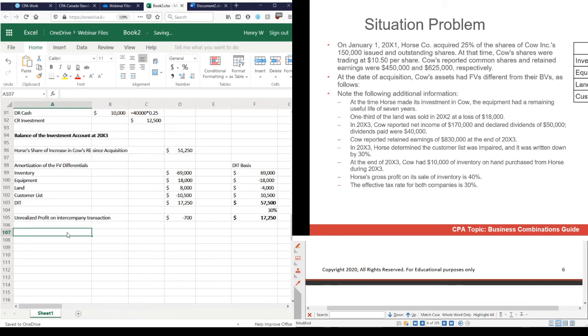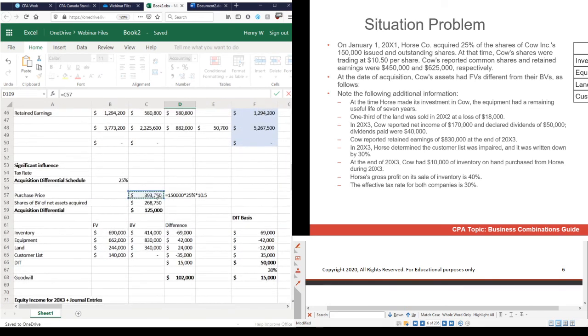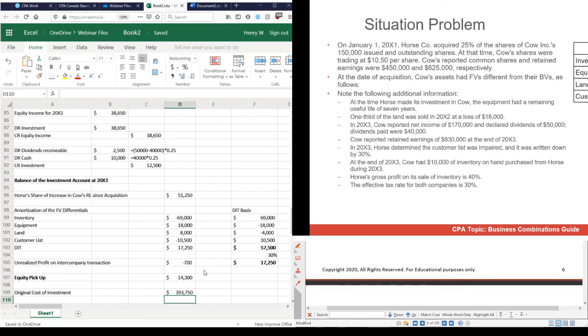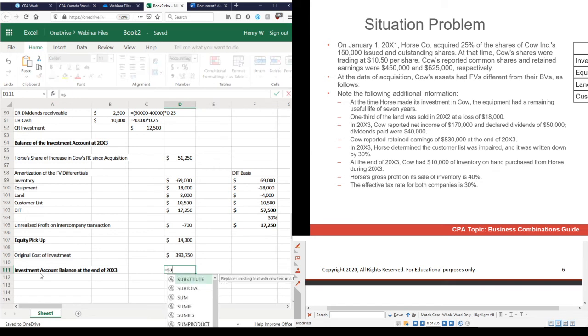So the total equity pickup sum. Oh man, hate that I can't use these shortcut keys. Okay, 14,300. Original cost of investment, $393,750. So investment account balance at the end of 20x3 is the sum of these two.